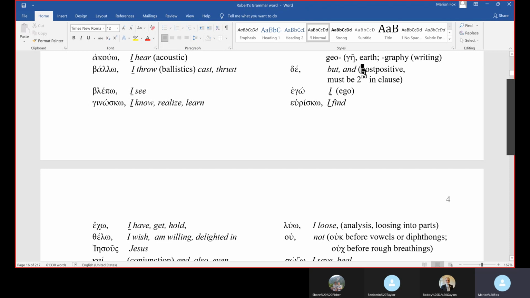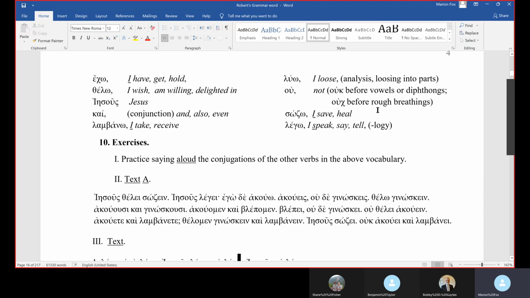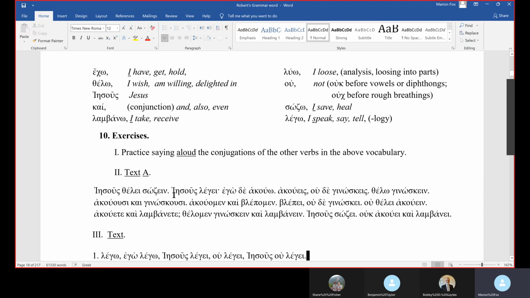Right here, let me highlight it. It has a position as post, which means after, and so it's after the beginning. So we come down here, let's do it again now. Let's see how this works. We do have post-positive words, right? So this is Jesus lege ego de akuo. Jesus says, or speaks, and it could be but I hear or and I hear. So the de would be moved in thought before the ego. Yeah. But I hear, or and I hear.